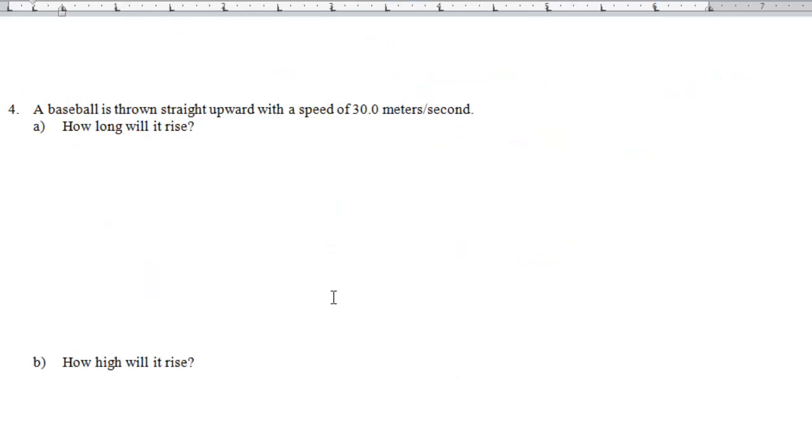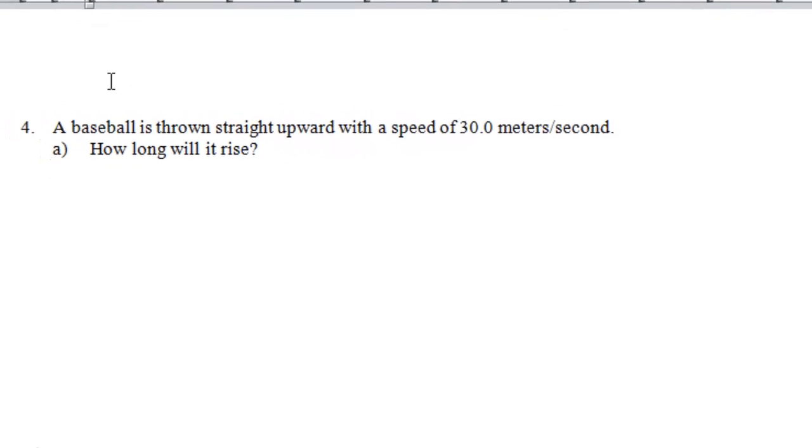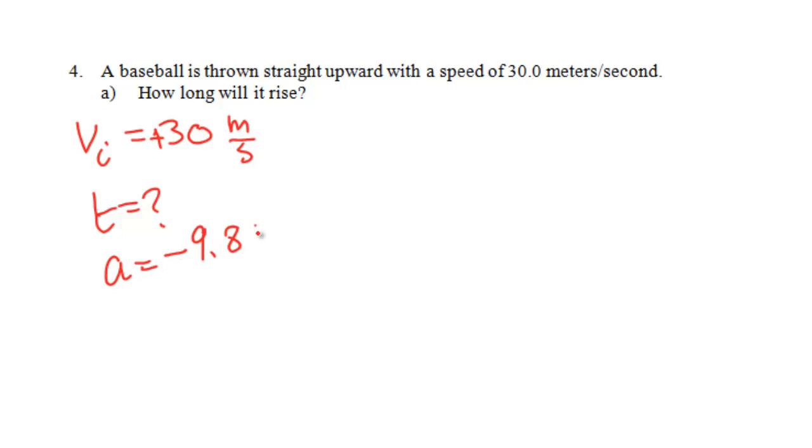Okay, in question number 4, a baseball is thrown straight upward with a speed of 30 meters per second. How long will it rise? So basically we are given the initial speed, v initial, which is 30, and this is positive since it's upward, meters per second. And the question is how long will it rise? So we're asked to find the time. Now how about acceleration? Of course acceleration is 9.8 meters per second squared, since it's a free-falling problem.